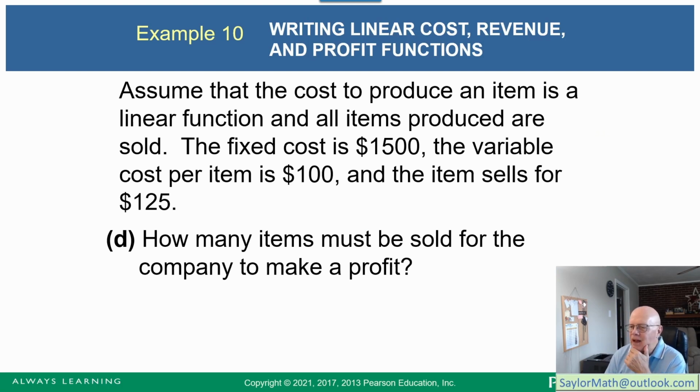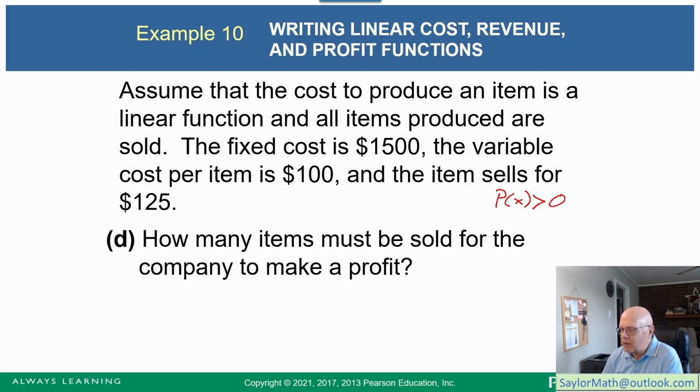Now it says how many items have to be sold for the company to make a profit. Well, if you roll back to where I was talking about the profit, you want that profit to be positive. In other words, you want the P of X to be bigger than 0. If it's 0, you're breaking even. You're not making any money, but you're not losing any money. I guess that's good, but it's not so good if you want to go on vacation, right?